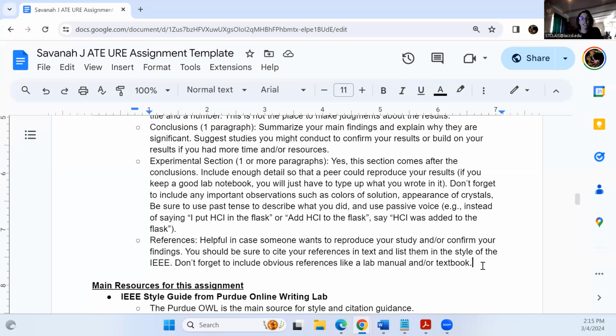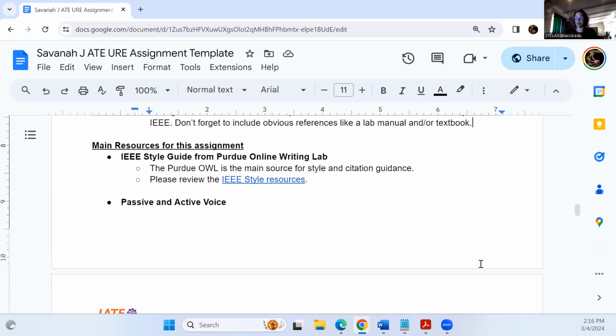So for JATE, the Journal of Advanced Technological Education, the references are in IEEE format. If you're writing research papers for your classes, you may see MLA, Modern Language Association, or ACS, which is American Chemical Society. And there are style guides for each of those. So we will talk a little bit about that next.